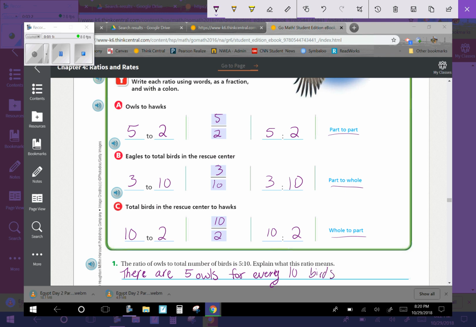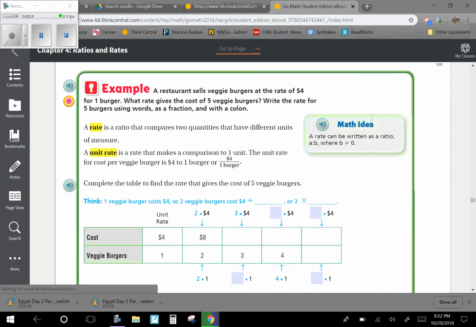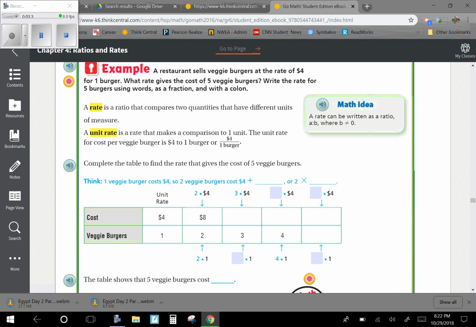Sorry, my pen keeps erasing. All right. So again, there's 3 different types. For example, a restaurant sells veggie burgers at the rate of $4 for 1 burger. What rate gives the cost of 5 veggie burgers? Write the rate for 5 burgers using words, as a fraction, and with a colon.